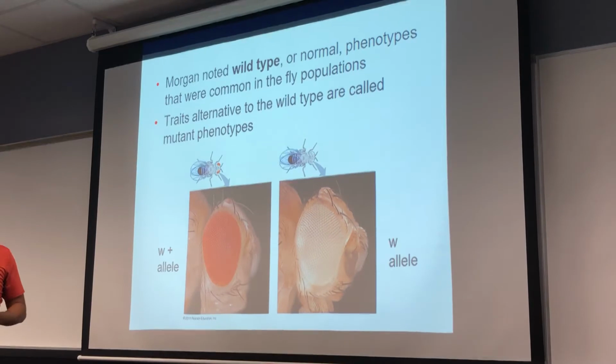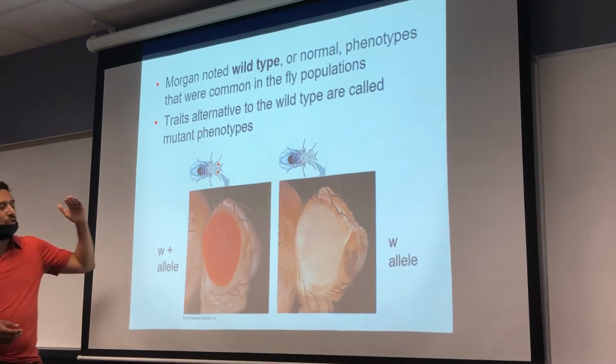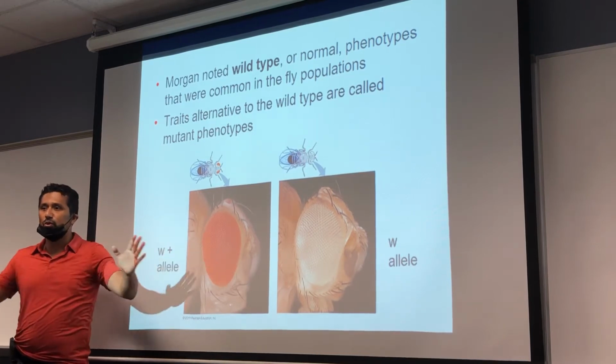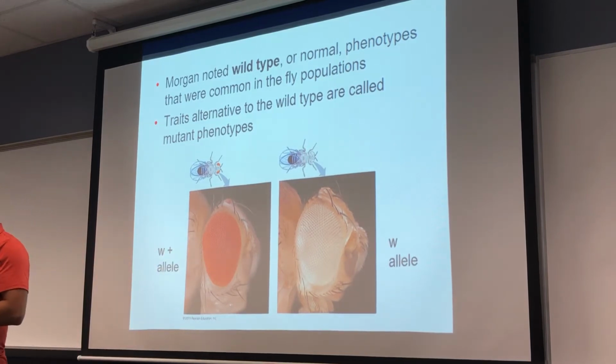So he noted the wild type, that is the normal phenotype, in this case that will be here, the red eye. That is the normal phenotype. That is the wild type. That's what you see commonly. And the mutant allele, that will be the one that is alternative to this wild type. So this alternative trait, that will be the mutant allele, that is different from the wild type. So wild type, you have the red eyes, and the mutant allele, that will be the white eyes.